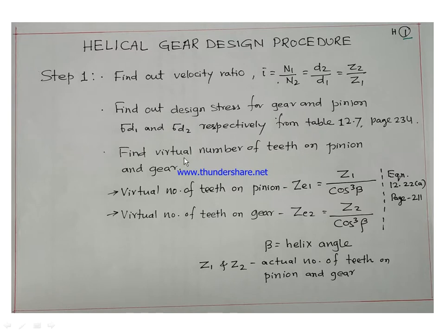Then find out the virtual number of teeth on pinion and gear, and for determining the virtual number of teeth on the pinion and the gear, these equations are used. ZE1, the equivalent number of teeth on the pinion, equals the actual number of teeth on the pinion divided by cos cube beta. Beta is the helix angle, and these are available on page 211 as equation 12.22a.